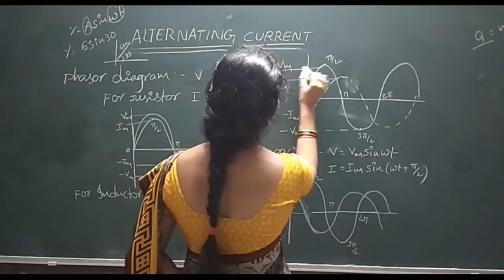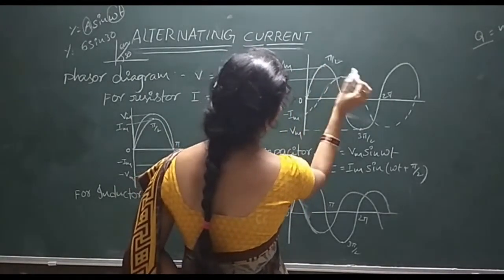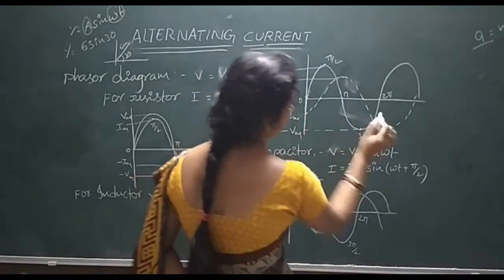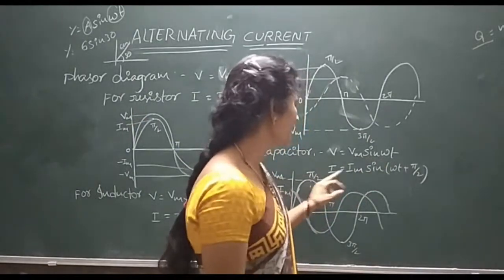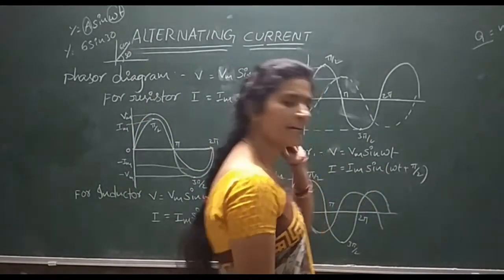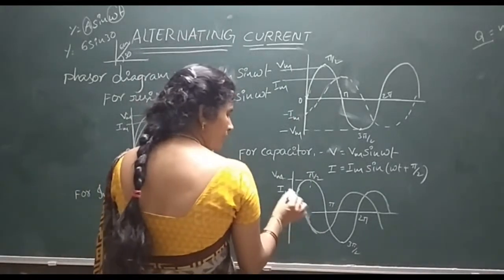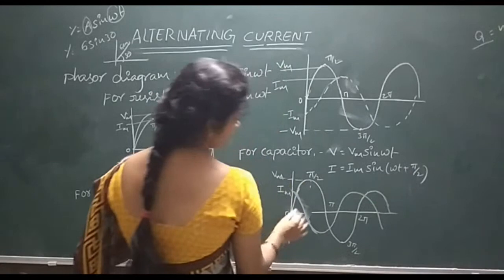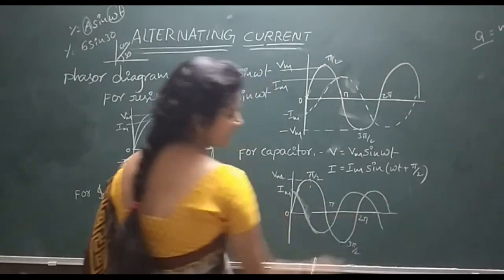So this is the maximum value of voltage and this is the minimum value of voltage. V is equal to Vm sin omega t, and I is equal to Im sin(omega t plus pi by 2). Here, see once again, V is equal to Vm sin omega t. So this is 0, this is pi by 2, this is pi, this is 3 pi by 2 and this is 2 pi.